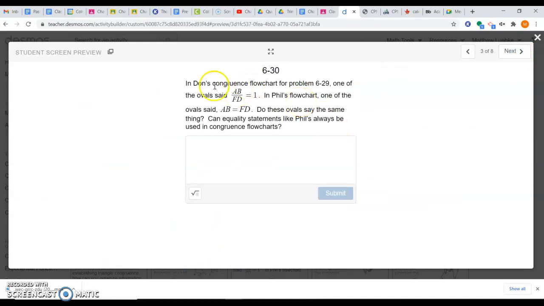In slide 3, it says in Don's congruence flowchart, they used AB divided by FD equals 1, similar to what I did. And in Phil's flowchart, they said that AB equals FD. Do these ovals say the same thing? Can equality statements like Phil's always be used in congruence flowcharts? That's up to you to answer. They're just saying dividing equaling 1, is that the same thing as just saying they are equal to one another?